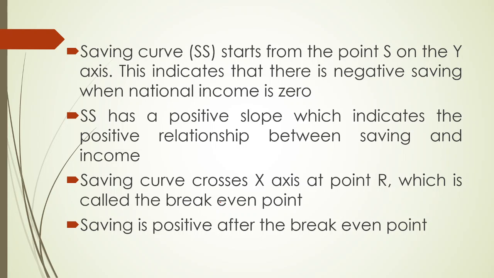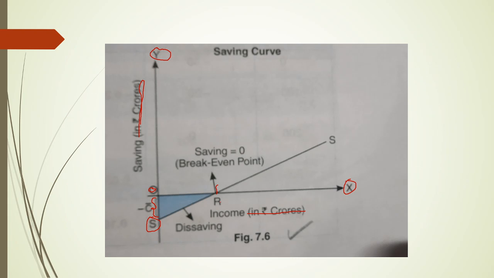Last point is that saving is positive after the break-even point. Before the break-even point saving is negative, which is called dissaving. After the break-even point there is positive saving, because the curve lies above the x-axis. So this is all about the saving curve.